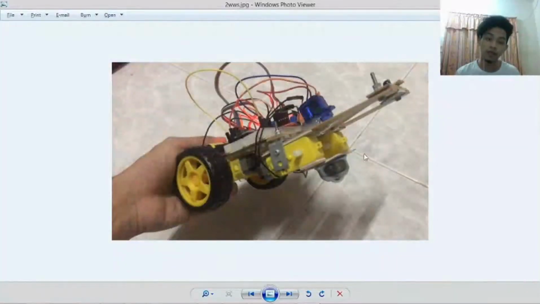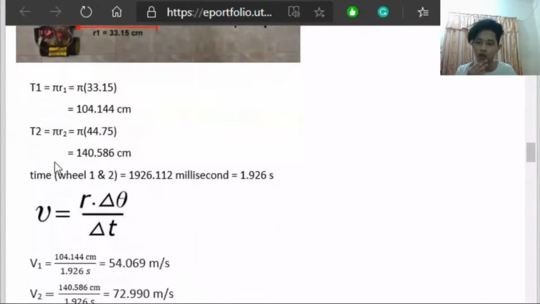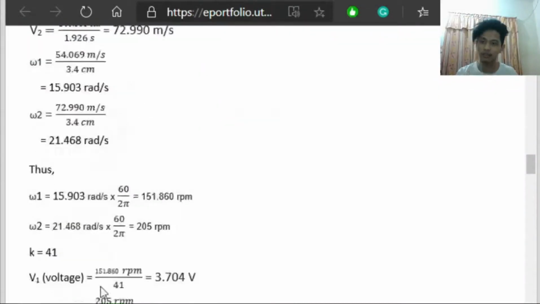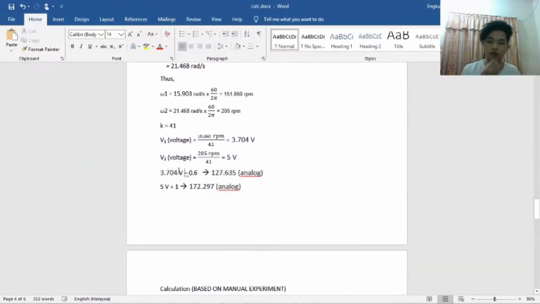I replaced both of the robot car tires with this round ball so that it will have no more slip. To prove this, here you can see that I already calculated. So this is the calculation. Here you can see 5 volt for one side and 3.704 volt for the other side. As you can see here, I minus 0.6 volt for this side and plus 1 volt for the other side. Then we can convert into analog. So here is the value.